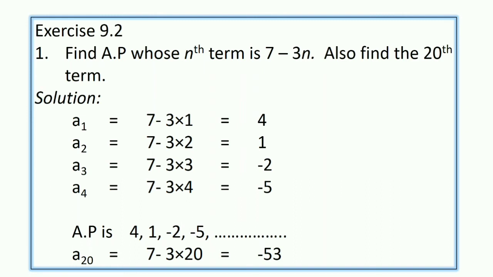Hence we can find the first term by substituting the value of n as 1. Hence a1 is equal to 7 minus 3 into 1, that is equal to 4. Similarly, a2 is equal to 1, a3 is equal to minus 2 and a4 is equal to minus 5. Hence the required AP is 4, 1, minus 2, minus 5, etc. Now following the same format, we can find the term a20, that is 7 minus 3 into 20, which is equal to minus 53.